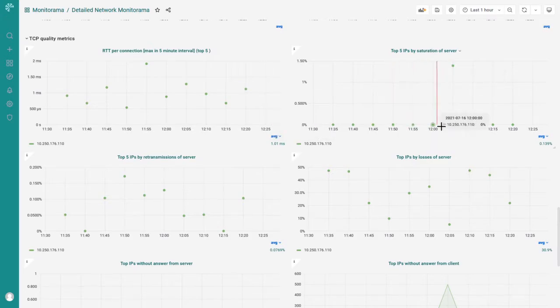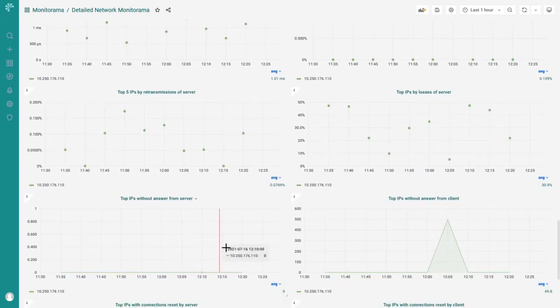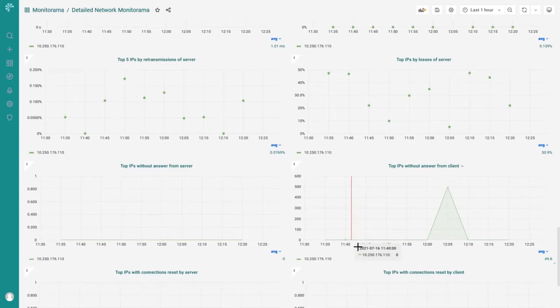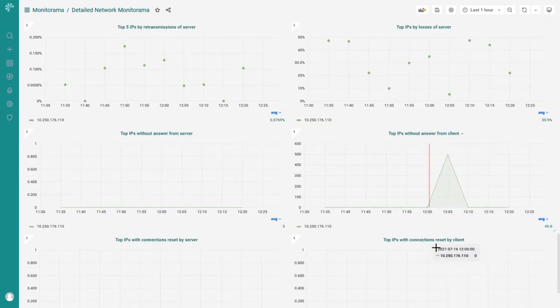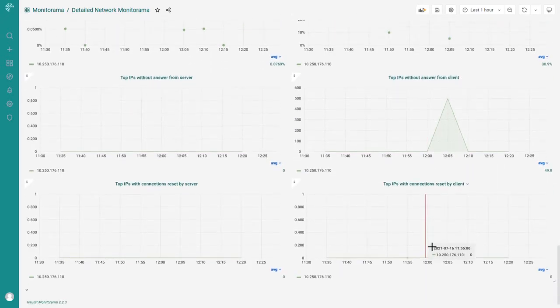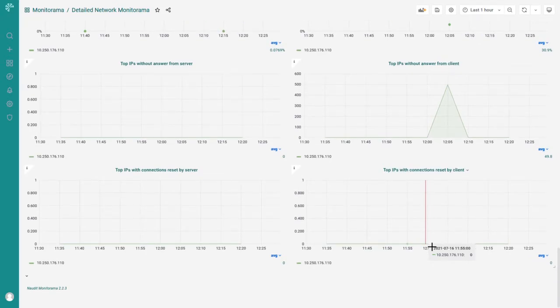We can see that, indeed, in one direction of the communication there are not many problems, but in the other direction we do see that there are many losses. On the other hand, there are no problems with connections not responding to the server, but there is one that, when the server has responded, the client has not delivered the answer. Finally, we see that there are also no connections that have abrupt closings, reset terminations.